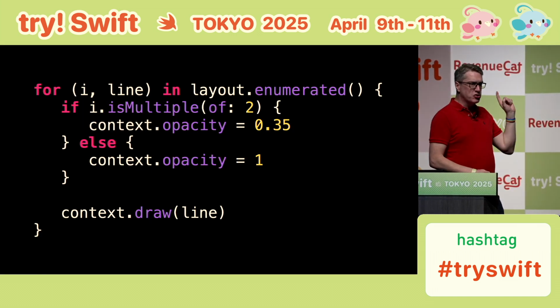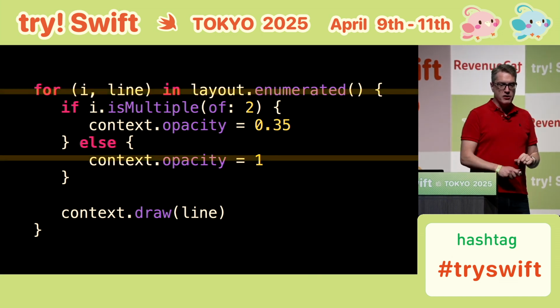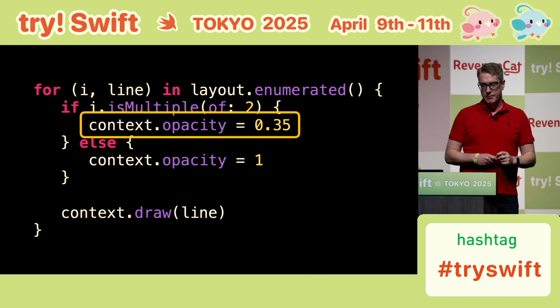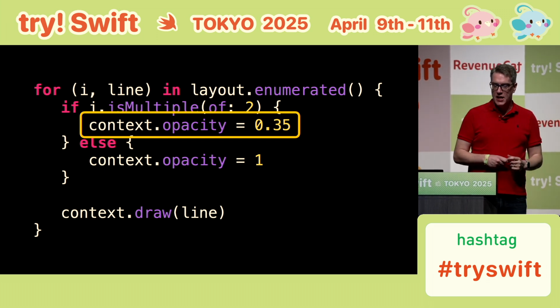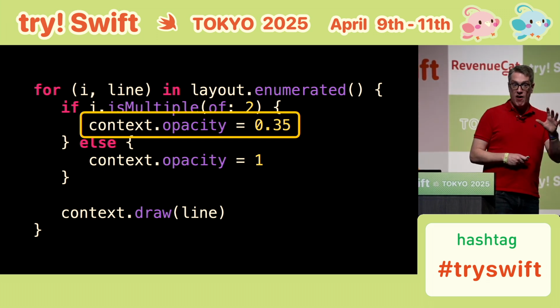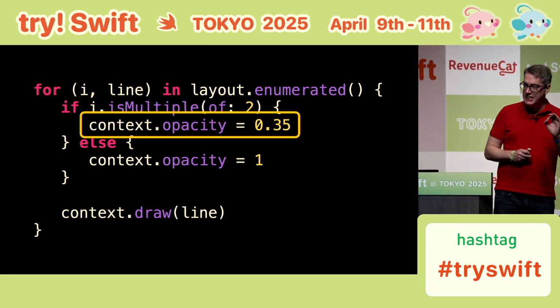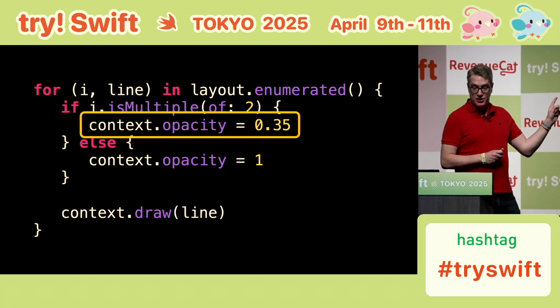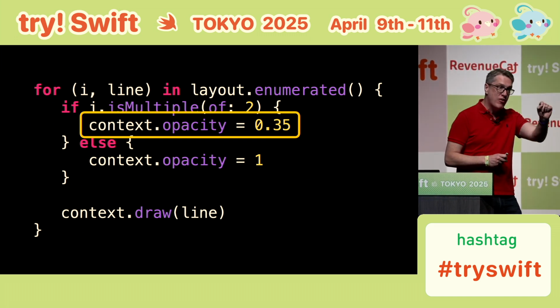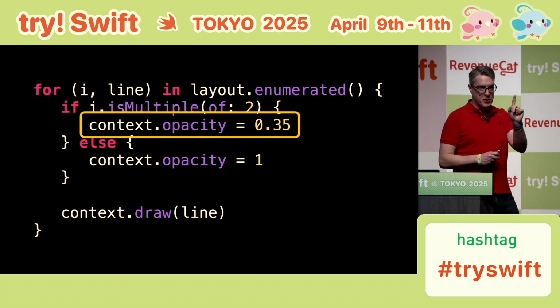Now, I want to focus on just two parts of this code here. First, context.opacity. That's how we adjust the opacity of our drawing context. And that's provided to us for all rendering of this text. Any changes you make to this context will affect the whole rest of this drawing pass. So be careful.